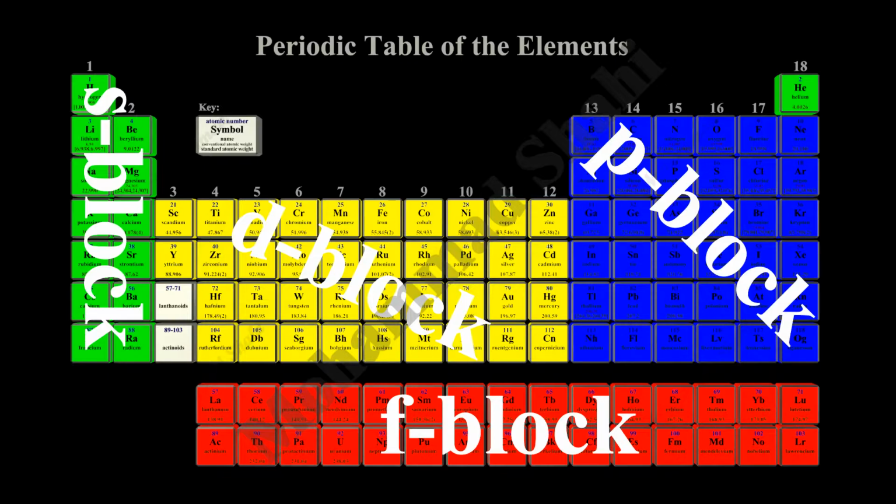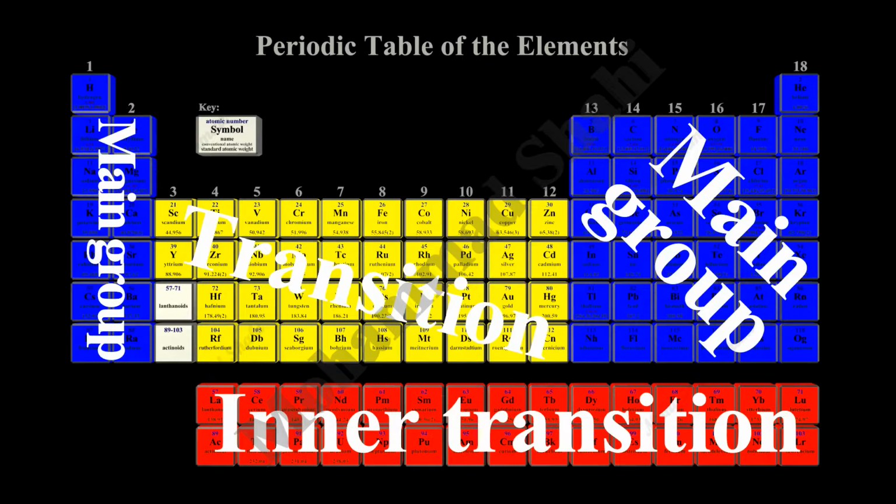There are collective names associated with these blocks. In general terms, the elements of the S and P blocks are called the main group or representative elements. The elements of the D block are called transition elements or transition metals. And elements of the F block are called inner transition elements or inner transition metals.